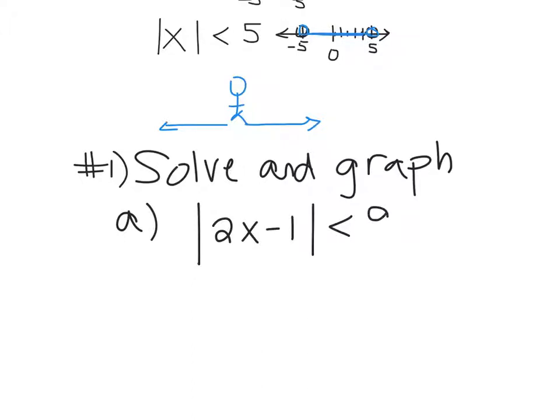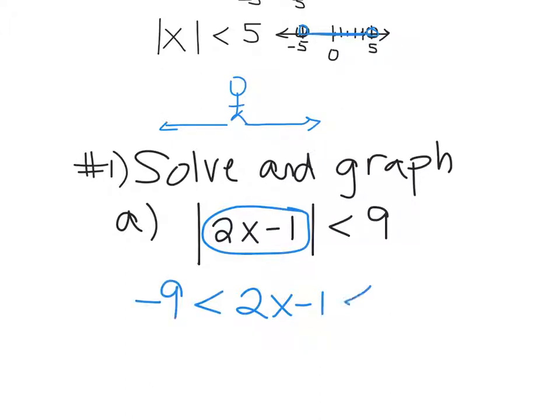is less than 9. Okay, so let's talk about what this means. If the absolute value is less than 9, it means that this stuff right here has to be less than 9 away. So 2x minus 1 has to be greater than negative 9, but less than positive 9. It has to be in between. And so this is the way you write it. You always write it this way. It's an and statement, so it's one whole thing. This stuff is greater than negative 9, but less than positive 9 at the same time.